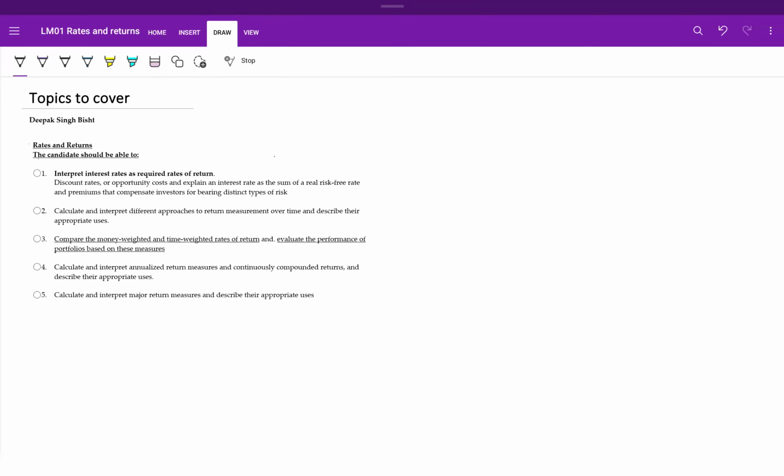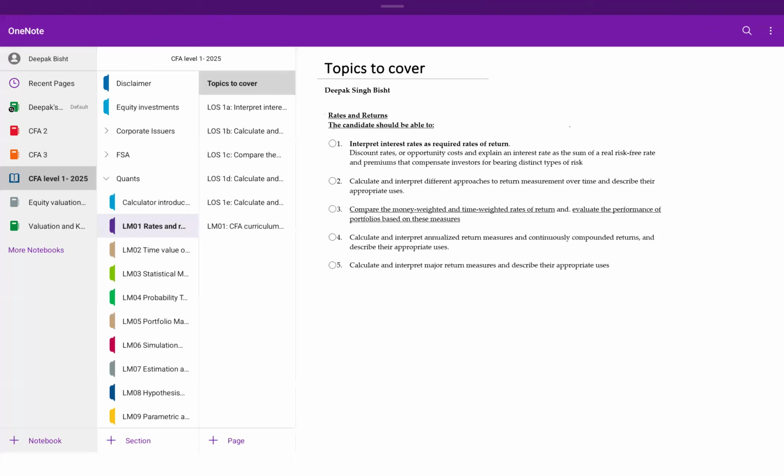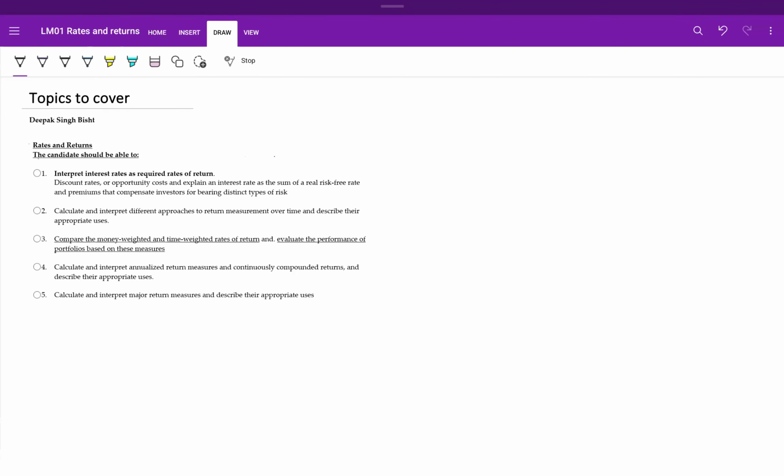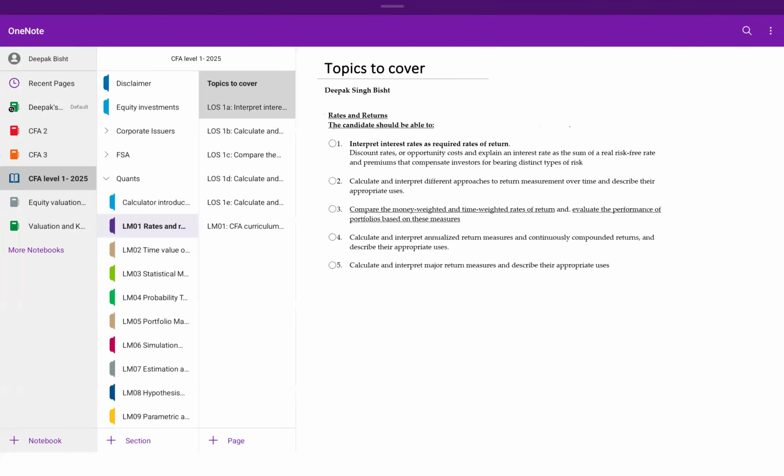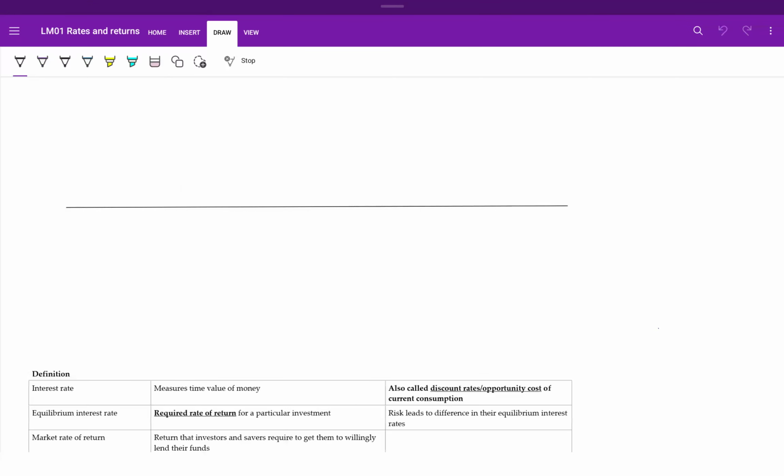Hi everyone, good morning. So today we are going to start with our CFA level 1, chapter 1, quantitative aptitude, quantitative methods. So the chapter 1 is rates and returns, and these are our learning outcomes. So let's start with chapter number 1.